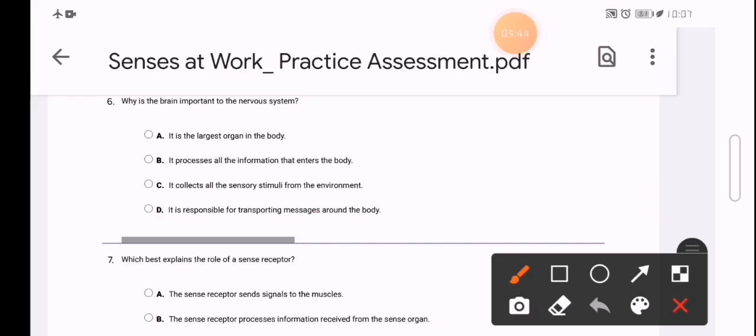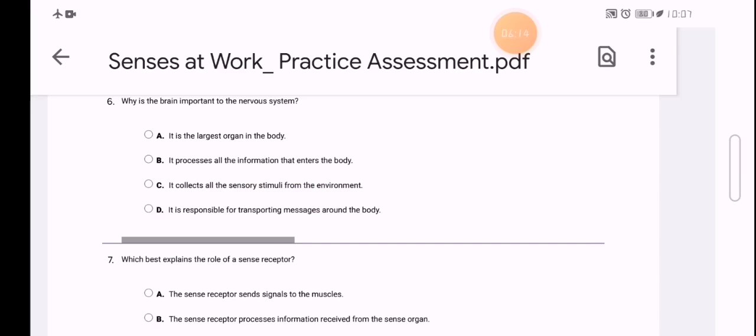Stimuli means external environmental signals from the environment. No, because it's not the function of the brain, it's the function of our sensory receptors to collect the information from the external environment. It's responsible for transporting messages around the body. Also no, the messages are carried by nerves and the spinal cord, so it will be B.